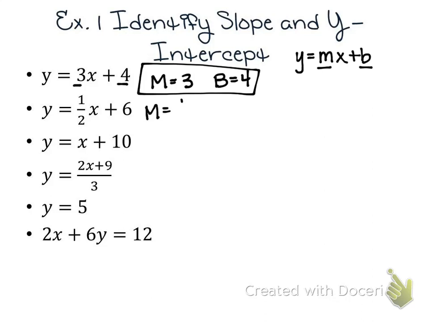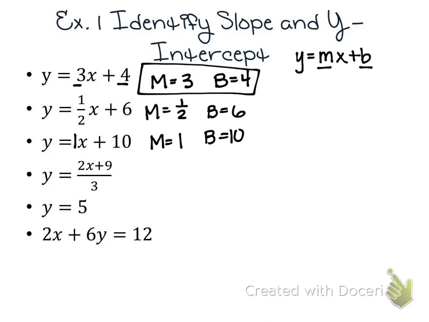All right? What is the slope of this equation? M equals 1/2. You say, hold on a second, it's a fraction. Remember, slope is rise over run. So it's perfect that it's a fraction. And what is my y-intercept? It is 6. Okay? Now, what is this number here in front of x that I don't see but I know is there? A 1. So I know that m is equal to 1 and b is equal to 10.